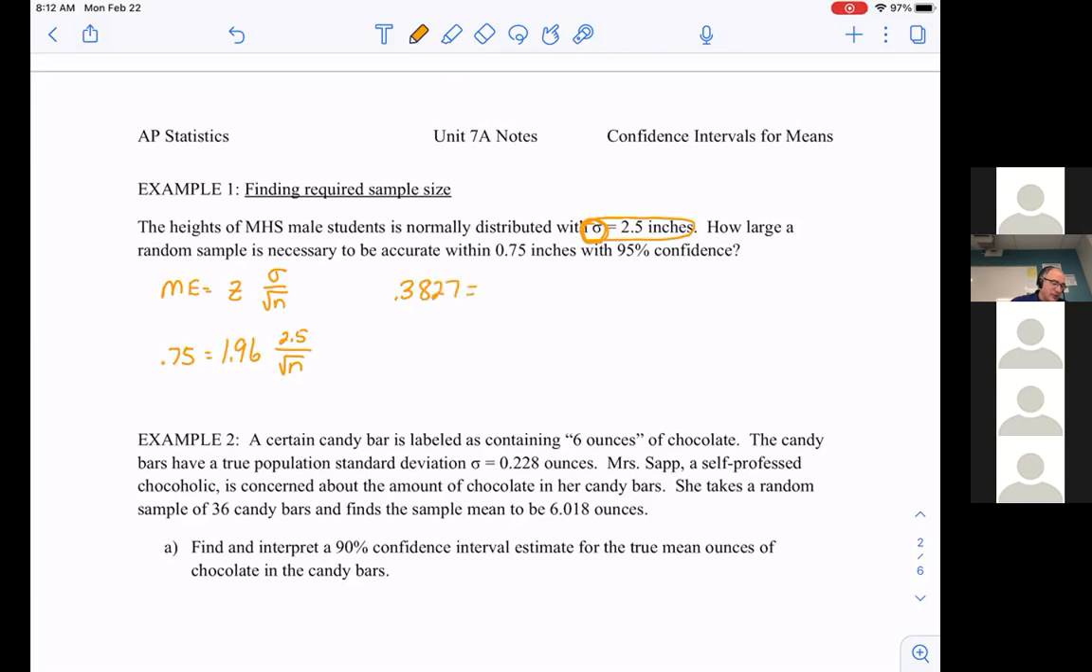3827, and I'm not a big fan just because I've done some rounding here, so this rule probably isn't the best. So what's going to happen is these two are going to trade places. We're going to go ahead and divide that quotient, and then we'll square both sides, and we'll get n equals 42.7. And so that means that n has to be 43 students. Again, with sample size problems, we always round up sample size.